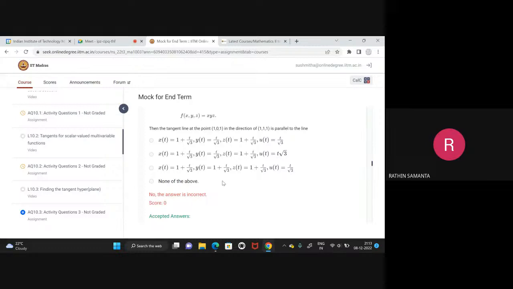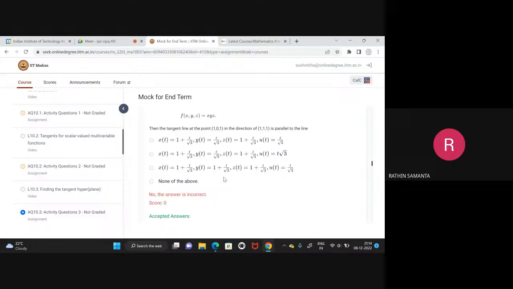In the third question, y equal to 1 plus t by root 3, that 1 at the point 1, 0, 1. That's why we can't take that one, because the formula is y-zero plus t by root 3. Only zero came, so zero plus t by root 3. In the third question, that means I am taking the tangent line at point 1, 0, 1.